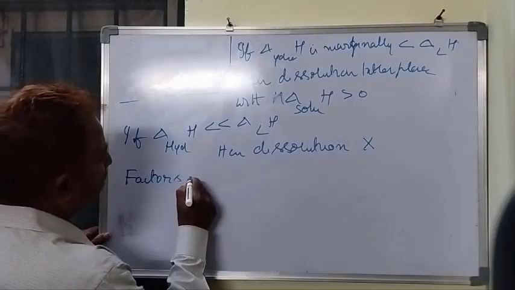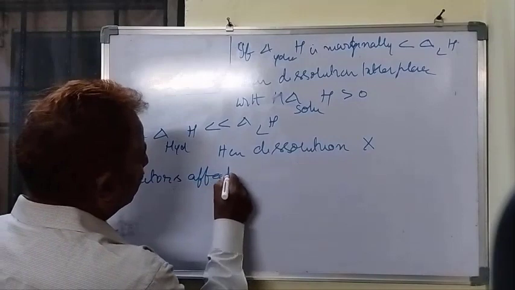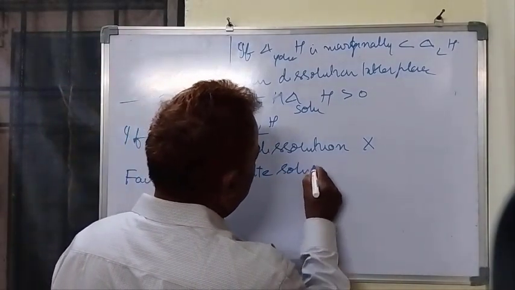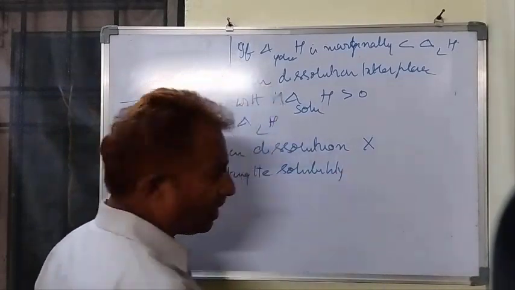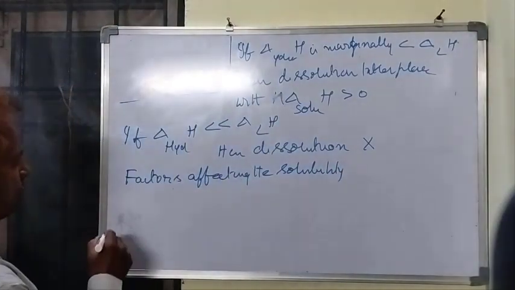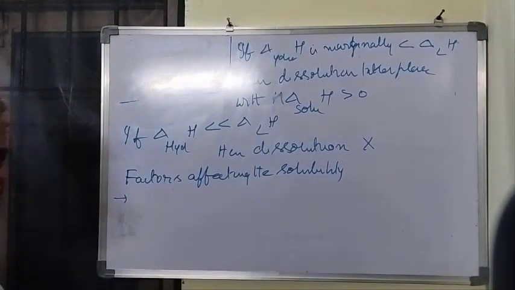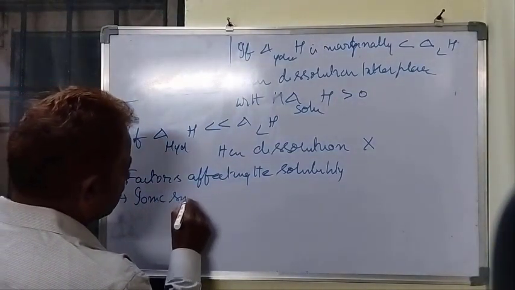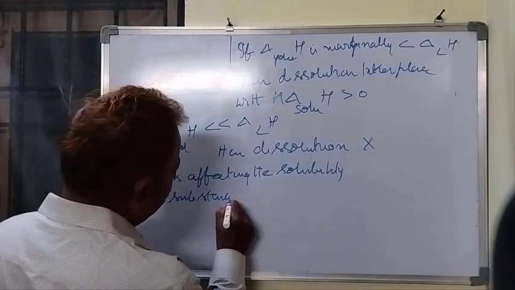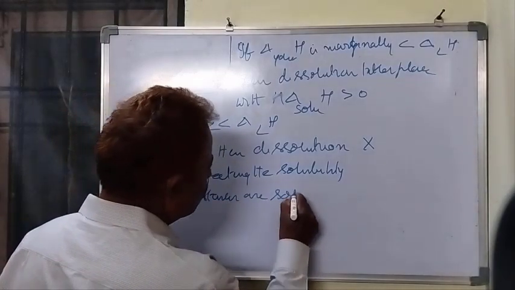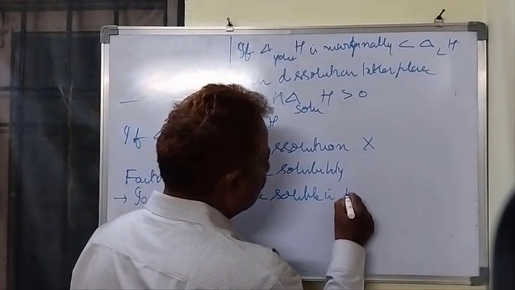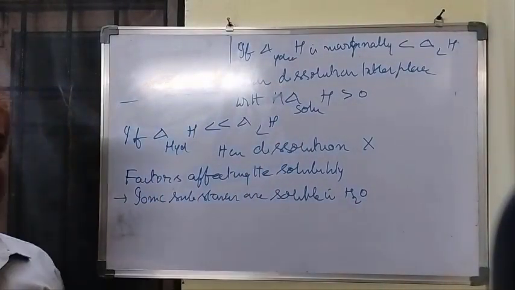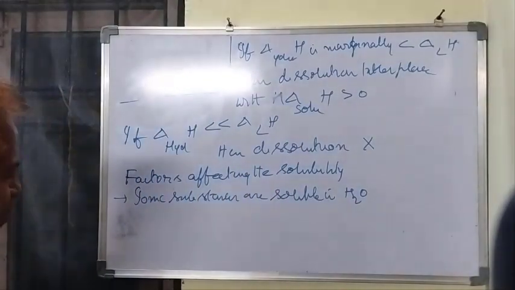Now, factors affecting the solubility. So in the beginning itself we studied that like dissolves like. That means ionic substances are soluble in polar solvents like water. What is the reason? Due to the formation of ion dipole interactions.